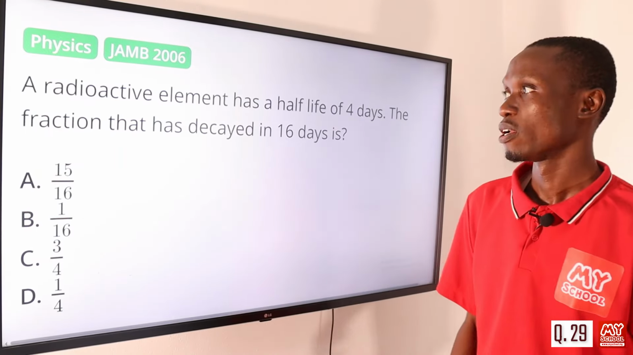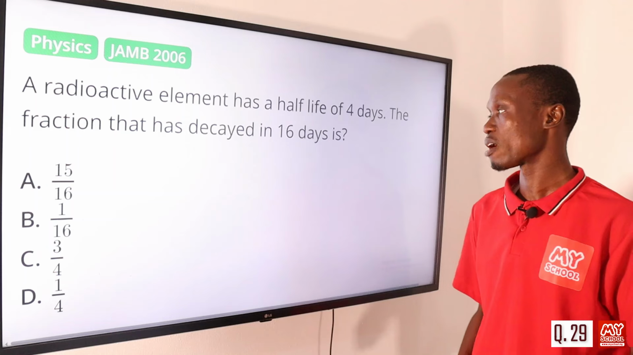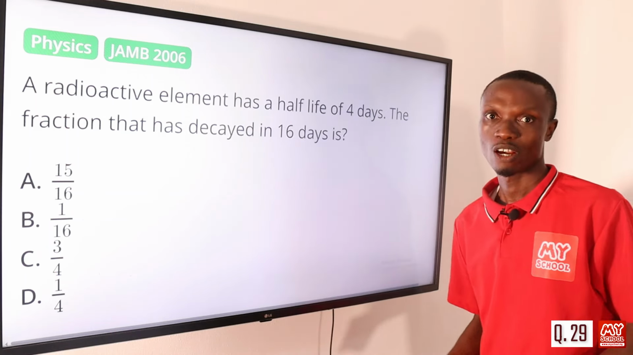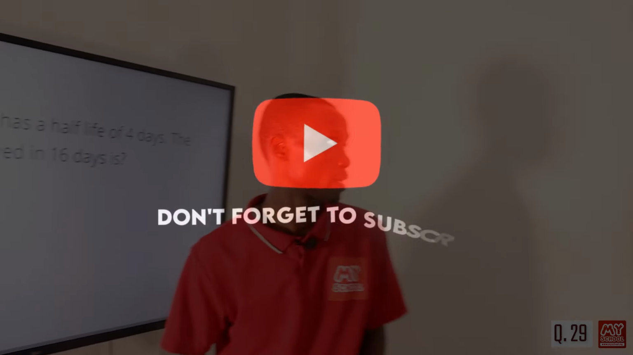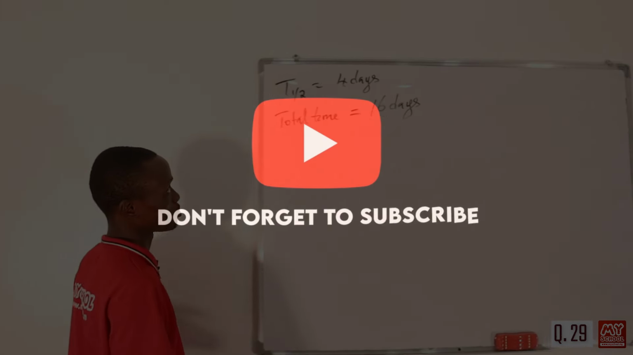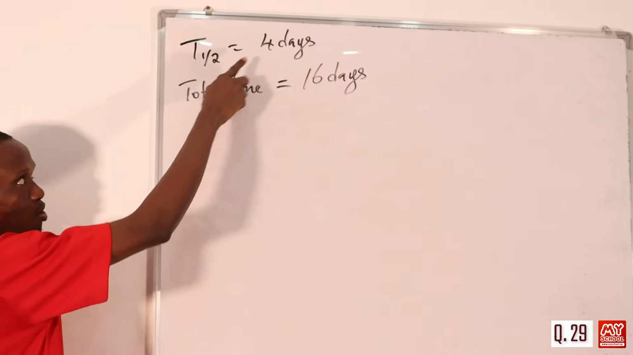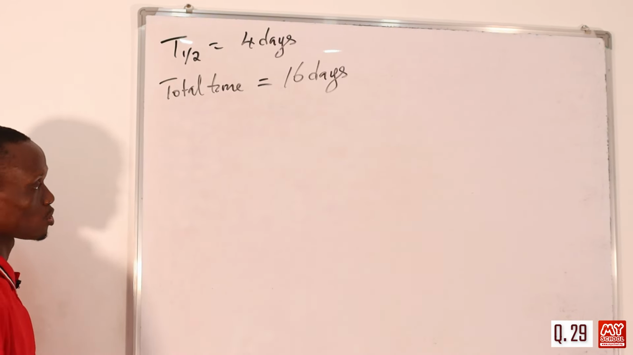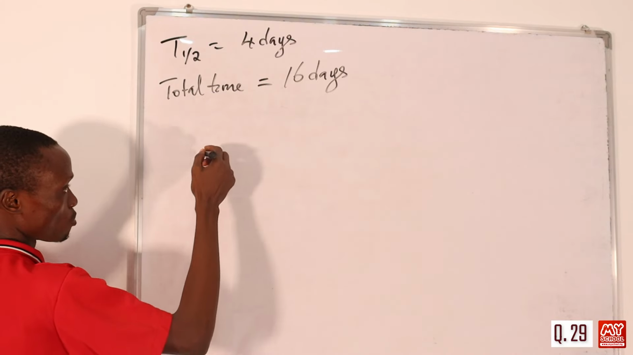Question 29. A radioactive element has a half-life of 4 days. The fraction that has decayed in 16 days is? Let's move over to the board to provide the answer to this question. The radioactive element has a half-life of 4 days, then total time is 16 days. To provide the answer, we simply make use of this formula.